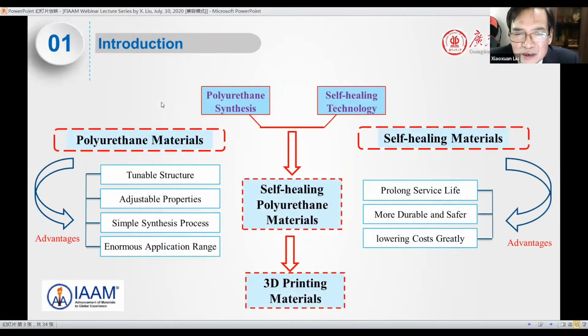So this work is focused on the self-healing polyurethane material and forming three-dimensional printing materials. We have used polyurethane synthesis in combination with self-healing technology to prepare novel self-healing polyurethane materials.